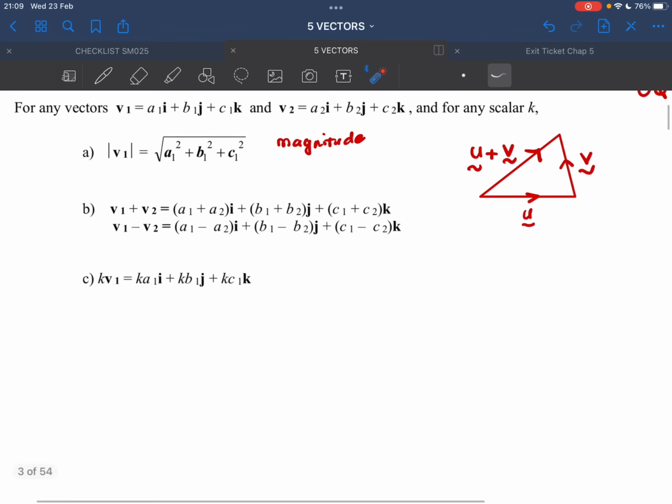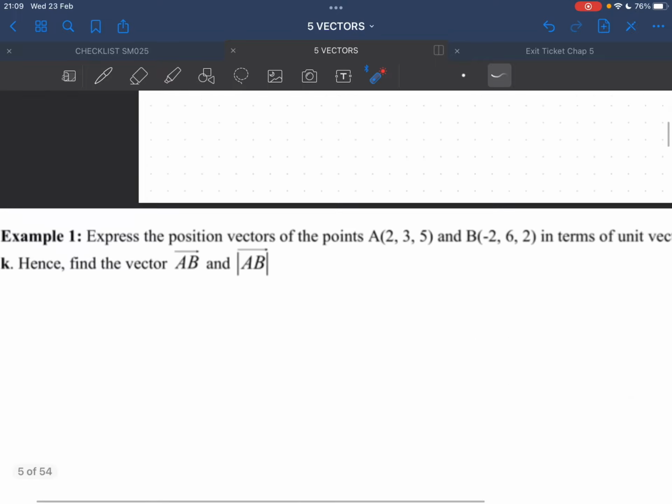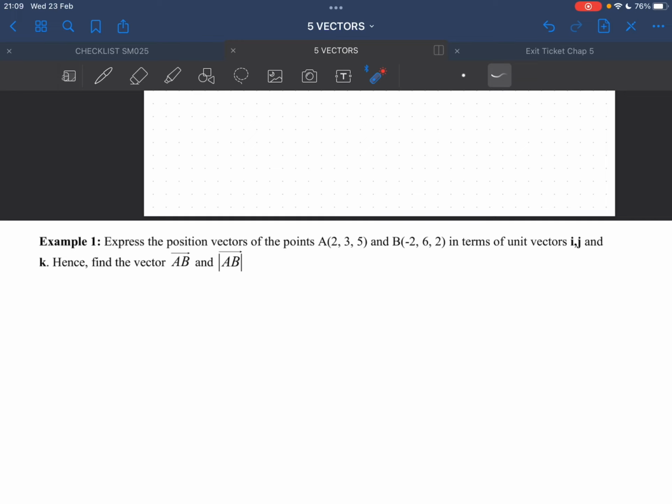Okay, so let's just go straight to the example, which is example 1. We are given the position vectors of the points A and B in terms of unit vectors i, j, and k. Hence, find the vector AB and modulus AB. What does this mean? This asks us to find the magnitude. So the question asks us to find the direction vector of AB and the magnitude of AB.